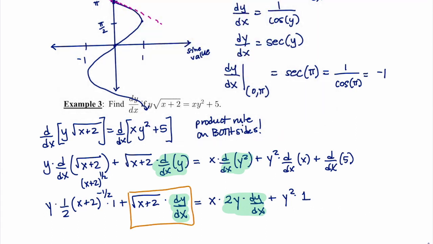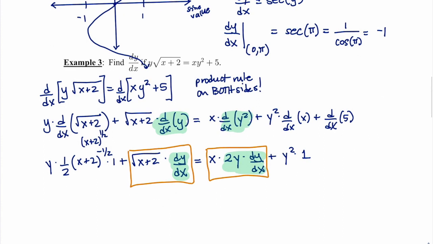So I want this term and this term to be grouped together. Remember, term means the things that are separated by addition. So the pieces that are multiplied with the dy dx, I want to keep those with the dy dx. It's just anything that's added to those groups I want to move to the other side.